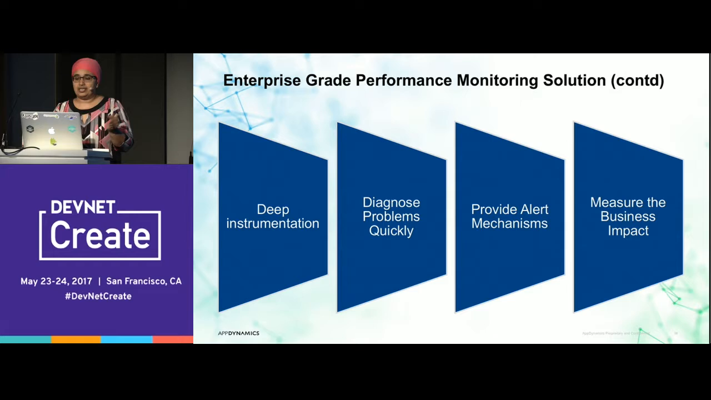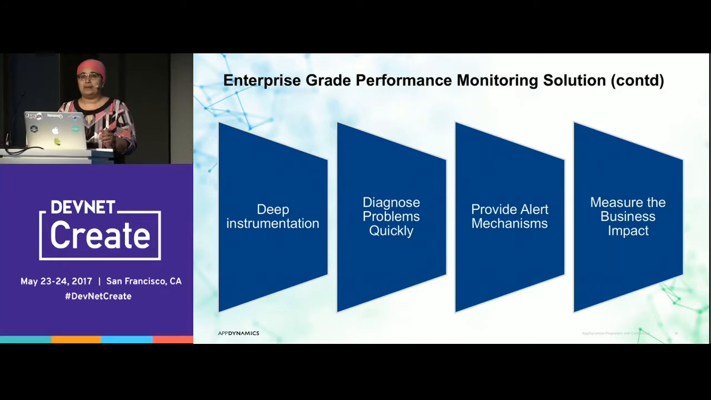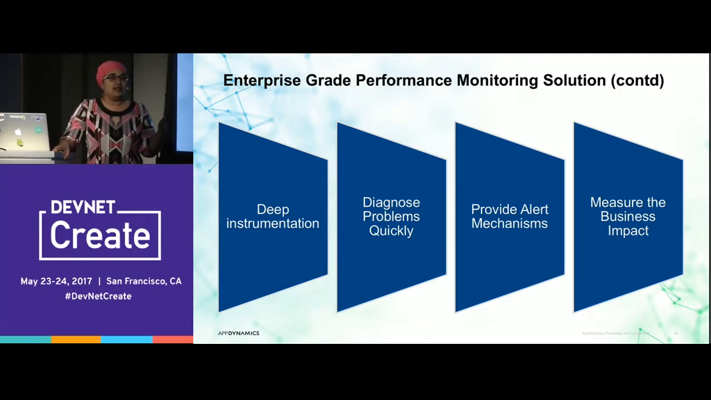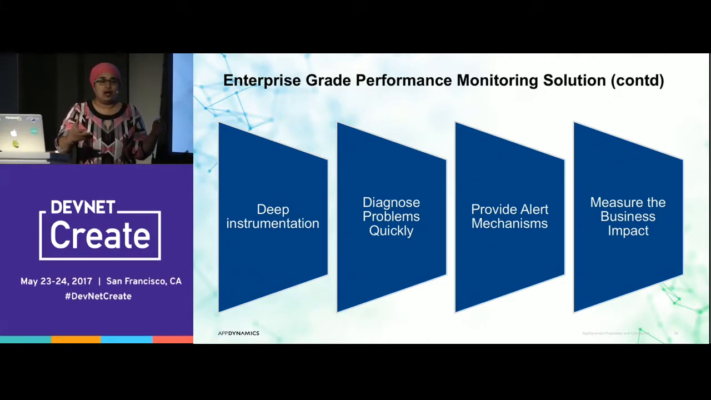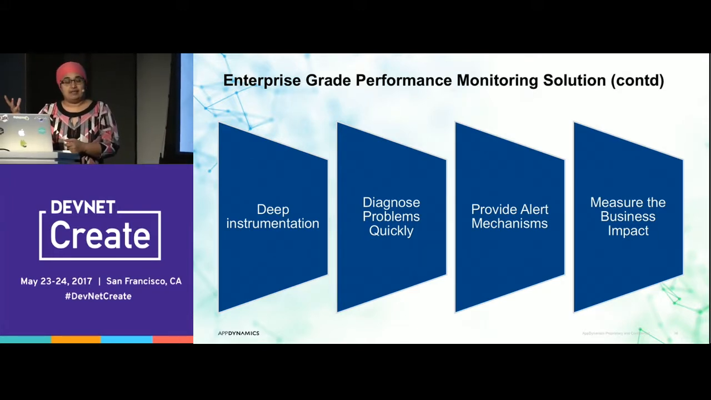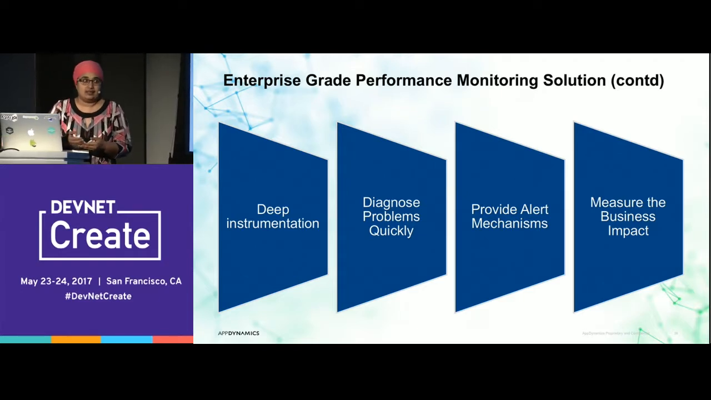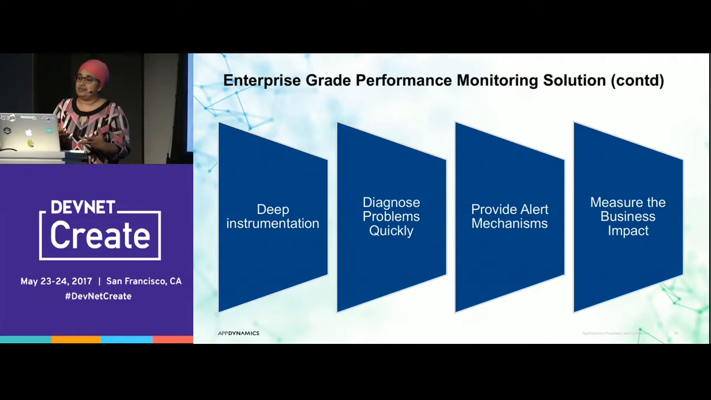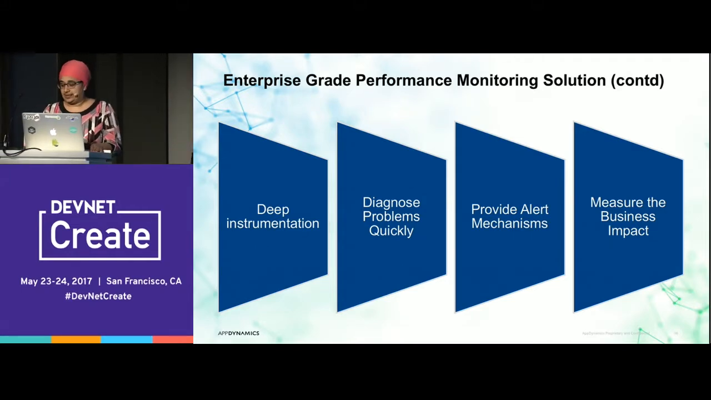And then finally, measure the business impact, right? What does it mean to my business? If there are five smart shelves that were out of sync, what did it mean? How much money did I lose, right? Is there a way for you to correlate the performance data of your entire system and translate it into a business value, which makes sense to the business teams, not just the technical or operational teams? That's a big added plus.